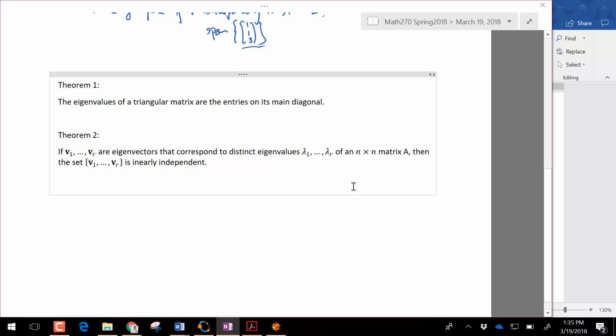Okay. So a couple of theorems. If we have a triangular matrix, then it's easy for us to find the eigenvalues. And if it's not a triangular matrix, then we're going to need to work a little bit more on finding the eigenvalues, which for some reason they don't talk about in this section. They're going to talk about it next section, but we'll get there in a couple of minutes.